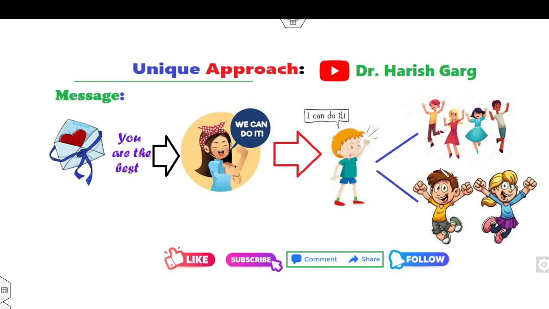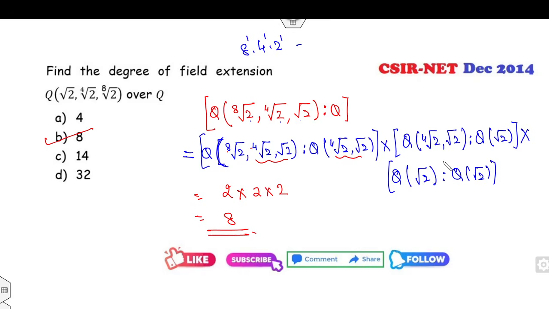So this is simple. Oh, one second. I think this is wrongly written. This is only Q, because we have to reach the point Q only. So again, the degree is 2 divided by 1. It's 2, and 8 is the right answer.